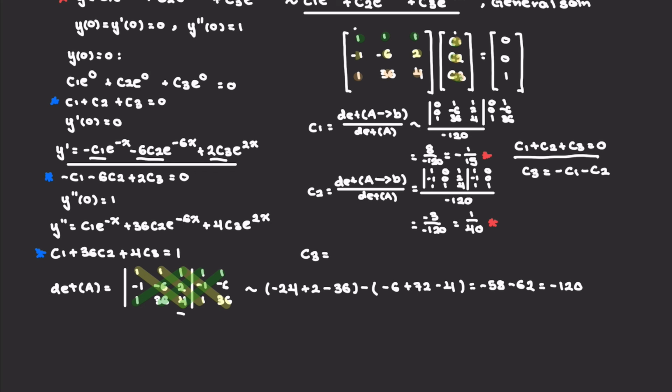Negative C1 is just positive 1 over 15. Negative C2 is just minus 1 over 40. And let's first match the denominators. Let's multiply them. 15 times 40 is 600. So this is 40, this minus 15. And so 40 minus 15 is 25 over 600. And we know 25 divided by 600 is just 1 over 24. And this is going to be our C3 here.